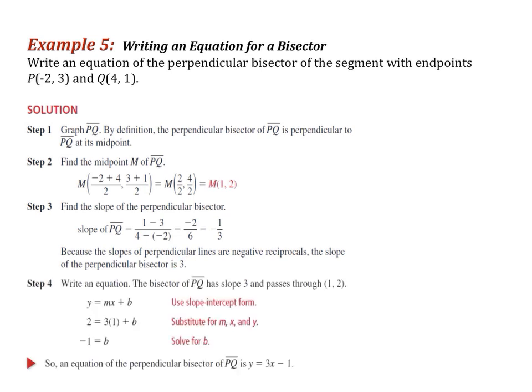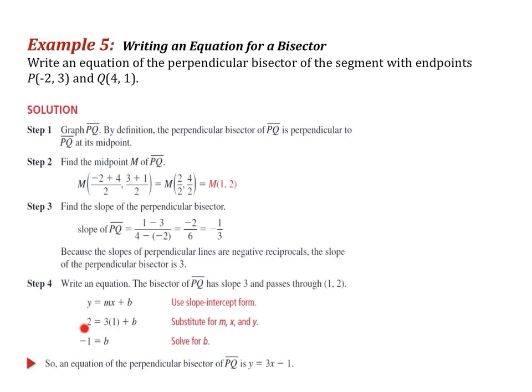And then write an equation. So plug in all the right numbers. The bisector of PQ has a slope of 3 and passes through (1, 2). And remember early on in our math thinking proficiency, we can plug in all our numbers that we need, and that will help us find the y-intercept. So this is one option. This is not the only option for writing the equation of a line, but it is one way to do it.